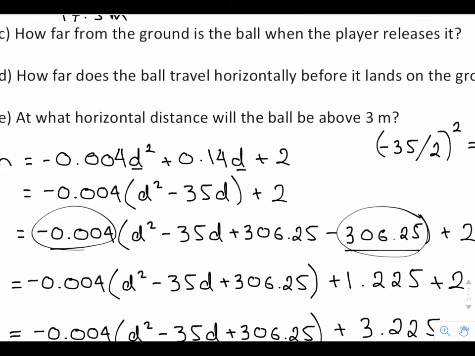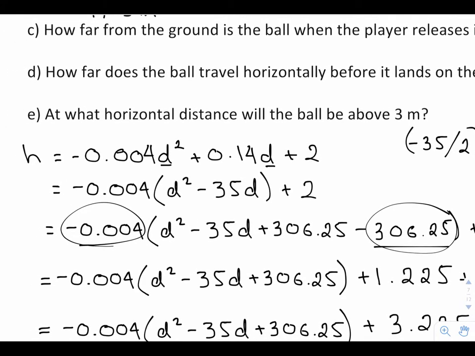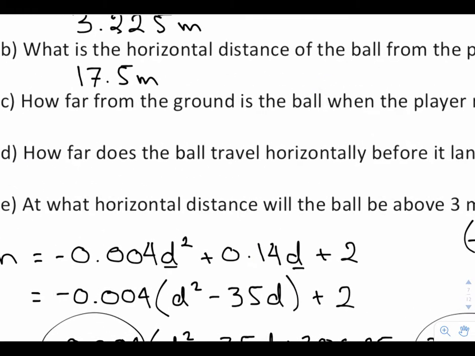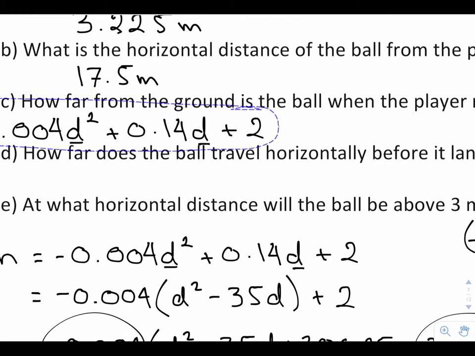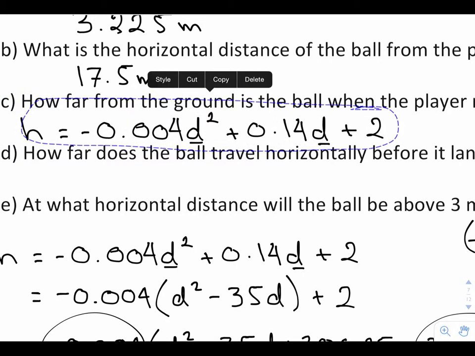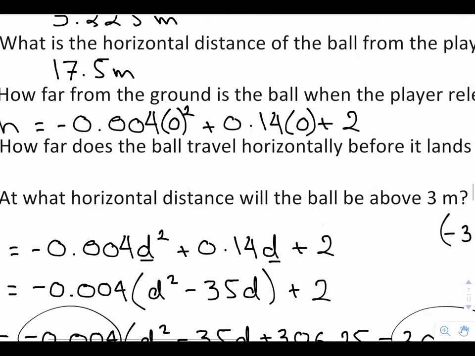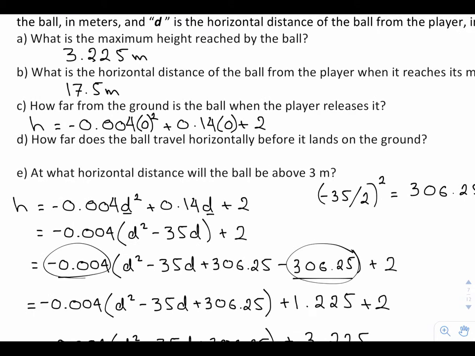So if you want to do that in terms of equations, you just take your standard form, and I think we have enough space over here to show the work. I take my standard form, I replace the d's with 0, so I get 0 here, and I get 0 here. Becomes 0 plus 0 plus 2, and I get 2 as my initial height when the ball is released.